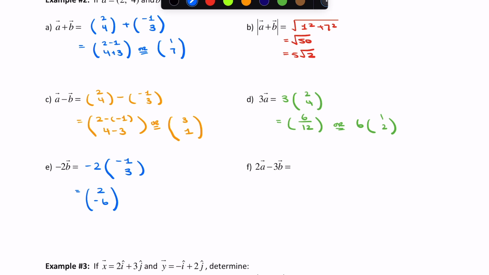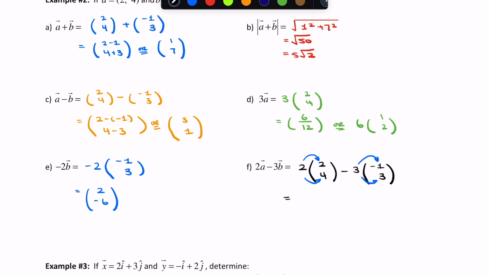Okay, and then lastly, we have 2a minus 3b. So here we have 2 times the components of vector a, so 2, 4, minus 3 times vector b, which is -1, 3. Remember, the scalar needs to be distributed into each component. So the 2 into the 2, 4, and the -3 into -1, 3. Here, our result.